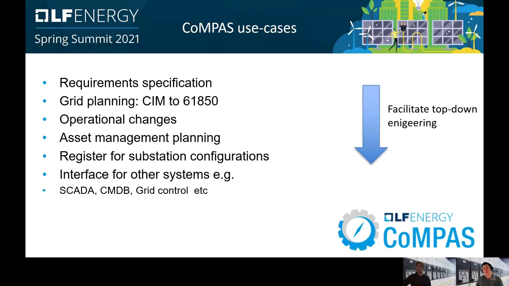So what are the requirements we want to cover with CoMPAS, the use cases? One of the aspects is we want to facilitate top-down engineering by requirement specification with the substation specification definition. We have an early product of CIM to 61850 conversions for grid planning purposes. By doing so, we think we can reduce the amount of time to generate 61850 configurations. We're also looking into supporting operational changes. As I said, we could end up in a future where we need to change the configurations more often, so we'd like to support that with CoMPAS.